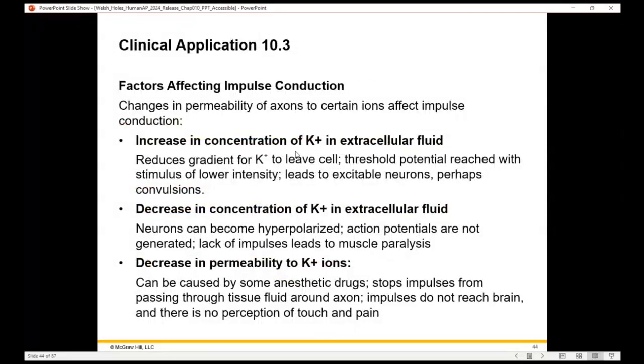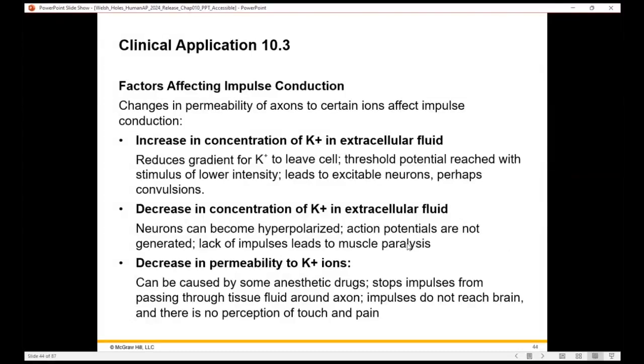Okay, clinical applications. Factors that affect impulse conduction. Changes in permeability of axons to certain ions affect impulse conduction. An increase in concentration of potassium in extracellular fluid reduces the gradient for potassium to leave the cell. Threshold potential is reached with a stimulus of lower intensity. It leads to excitable neurons, perhaps convulsions.